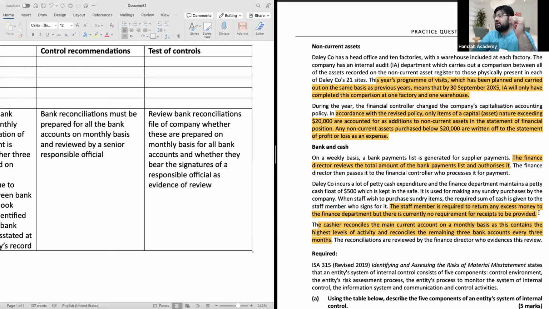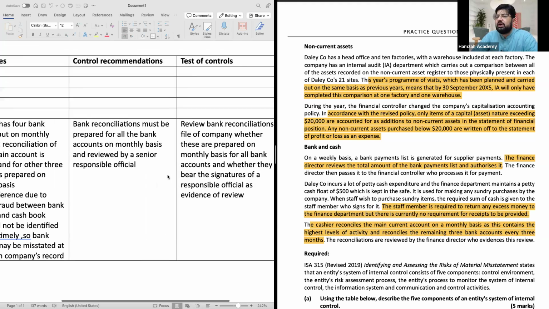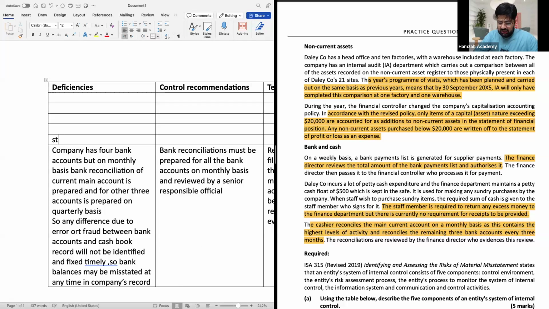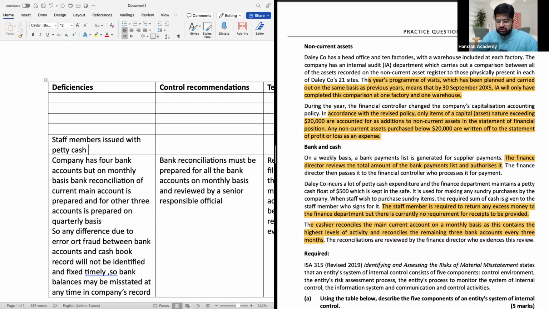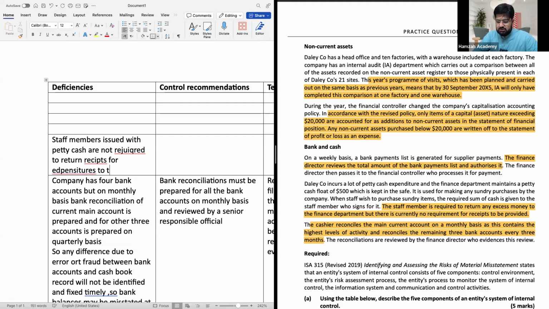The staff member is required to return any excess money to the finance department. For petty cash, they are not required to return receipts for expenditures. They return the excess cash. Very easy to understand and write about. Staff members issued with petty cash are not required to return receipts for expenditures to the finance department.